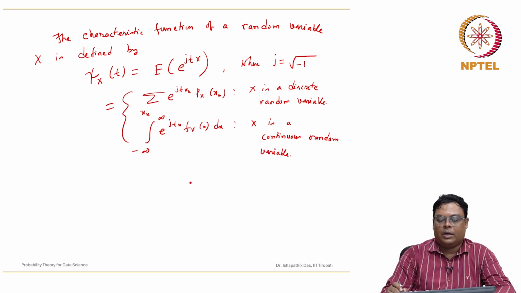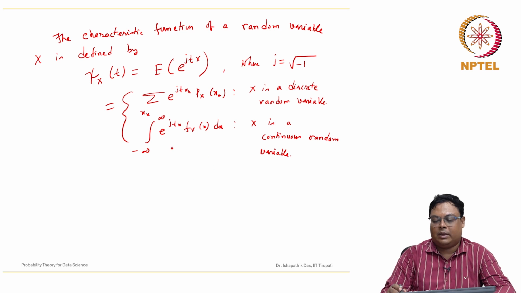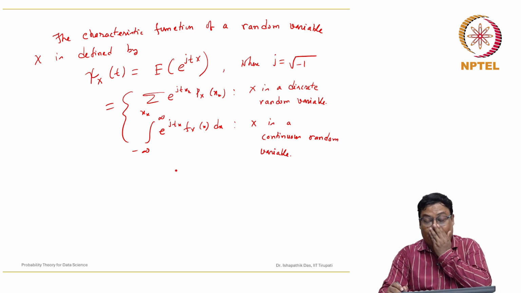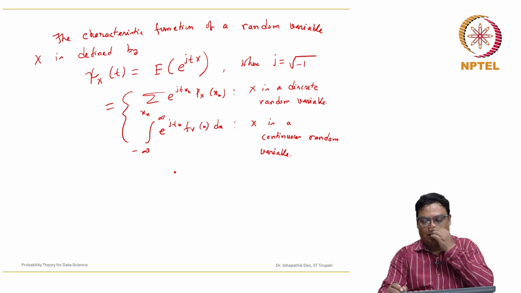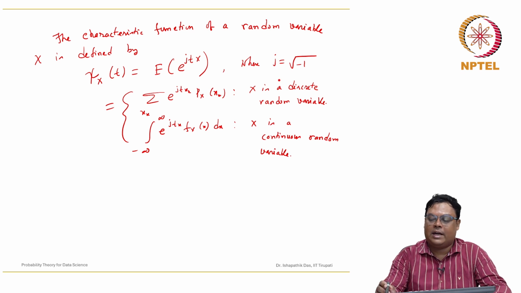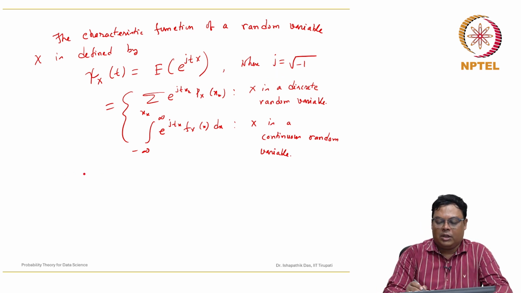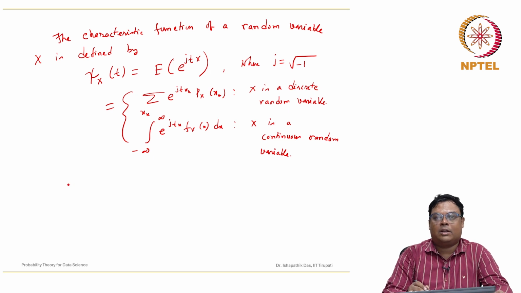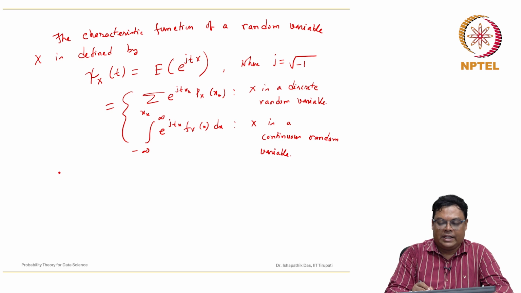So now what is the benefit if we add a j instead of t? Because the moment generating function may not exist for all random variables. What about psi X(t)? If you take this psi X(t), suppose you consider a continuous random variable, the discrete case will be very similar.